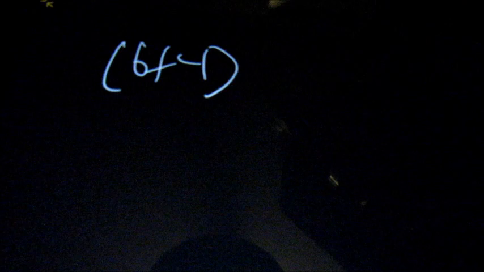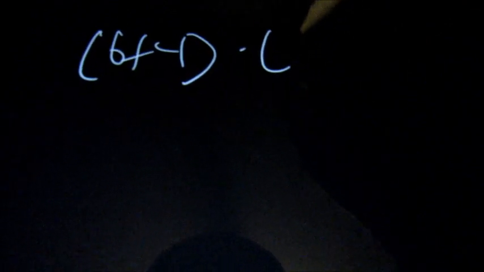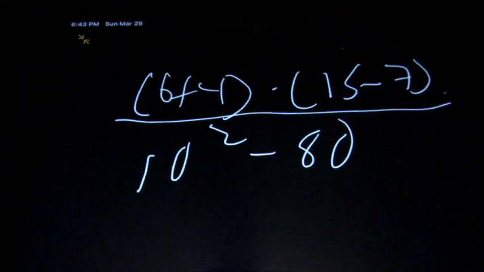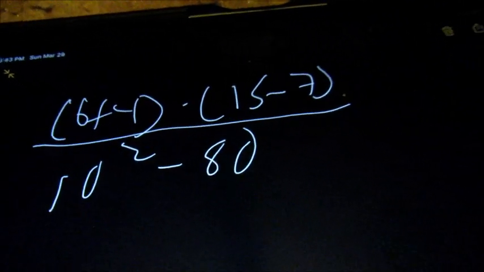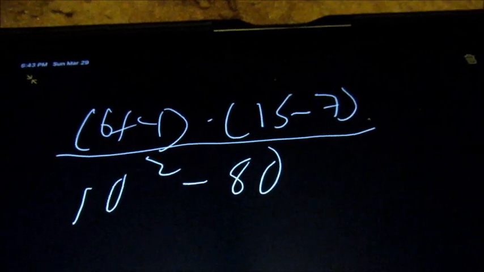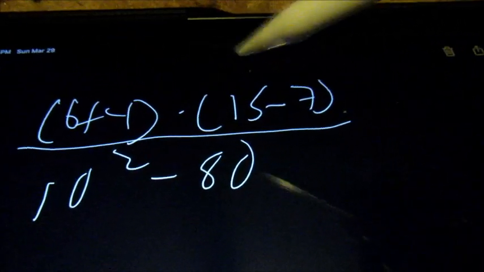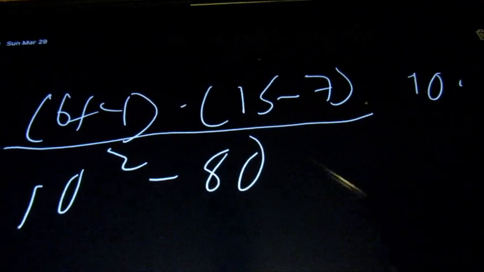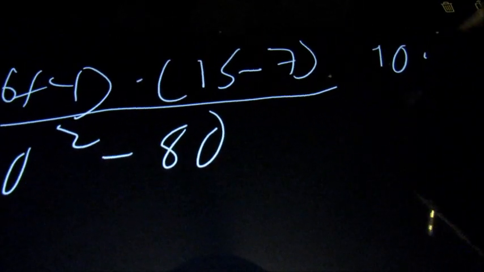Next, you're going to have something that's a lot longer. Let's say that we have, in parentheses, 6 plus 4 times, in parentheses, 15 minus 7, all over 10 squared minus 80. So we have to do things in order of operations. With the order of operations, you do everything in the numerator separately from what's in the denominator. So in the numerator, we have parentheses. So 6 plus 4 becomes 10 times 15 minus 7 is 8.